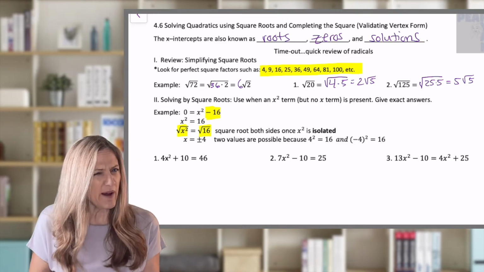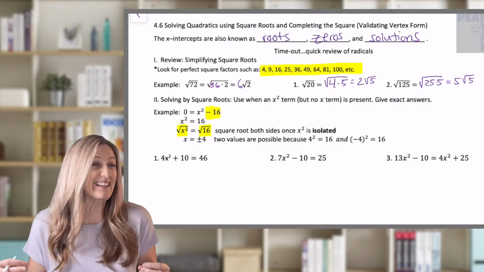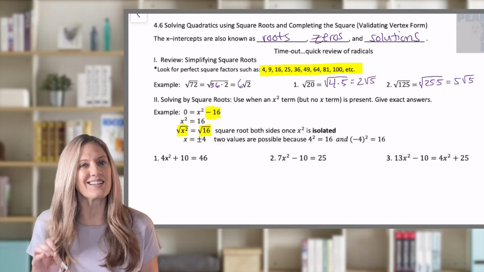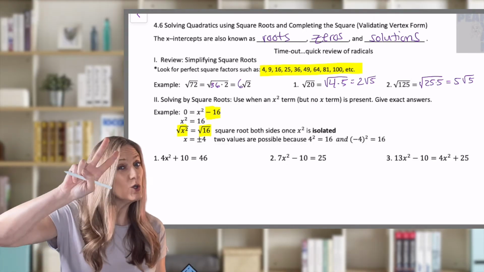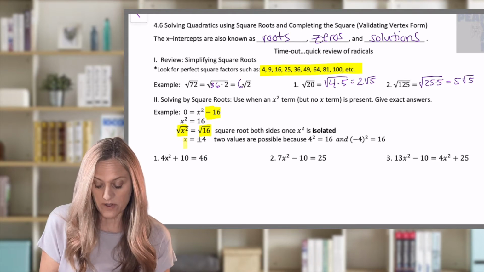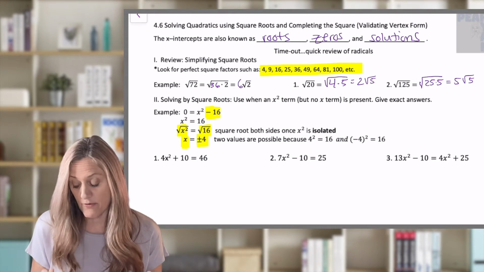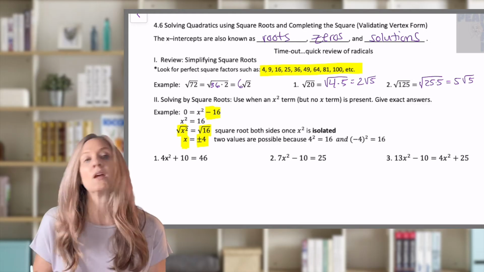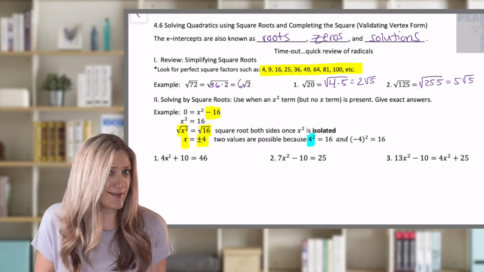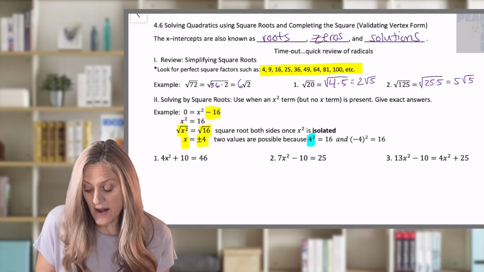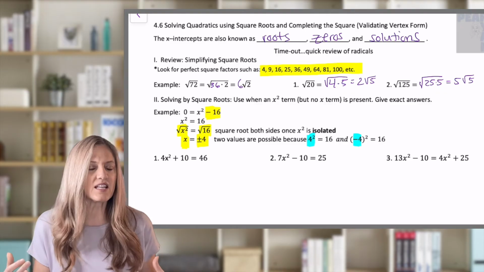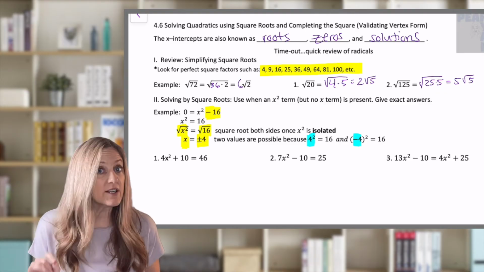At that point, what happens? Square root of x squared is just x, but careful, because when I square root the 16, I actually end up with two possibilities. So you'll see that it says x equals positive or negative 4. Think about why that's true. So the idea is, if I square 4, I'll get positive 16. If I square negative 4, negative 4 times negative 4 is also positive 16. So both of them work in my original equation.